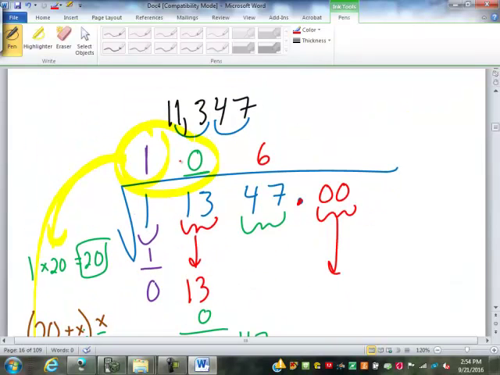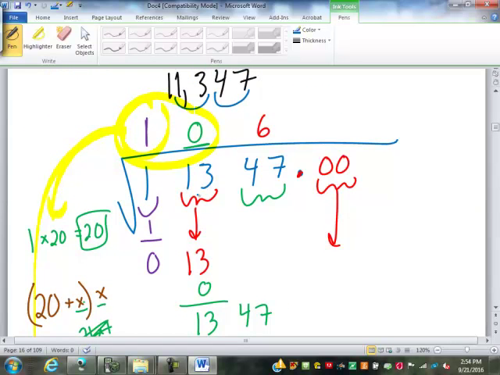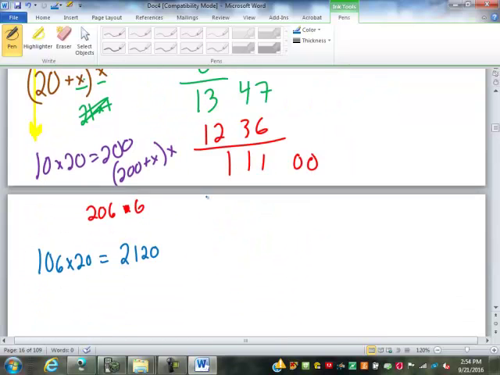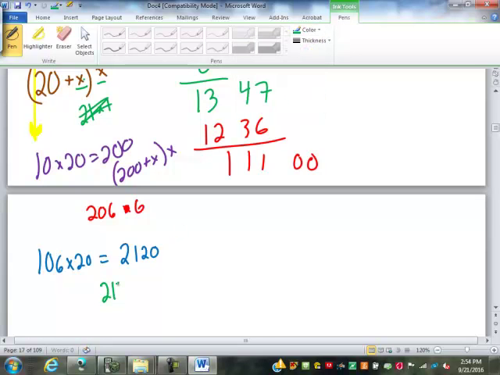Now I have 106 up here. It's 106 times 20, which is, what, 2,120? Question? Okay. Yeah, what is it? Okay, so 2,120 here. So now it's going to be 2,120 plus x times x.